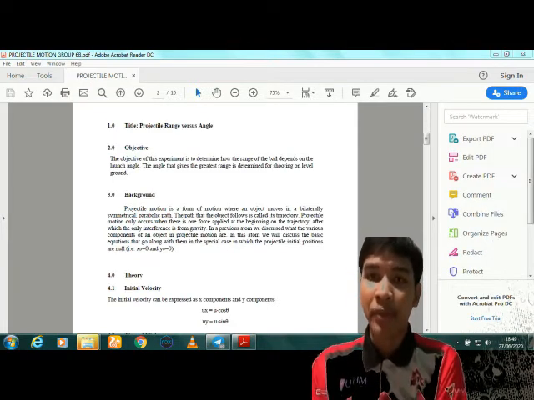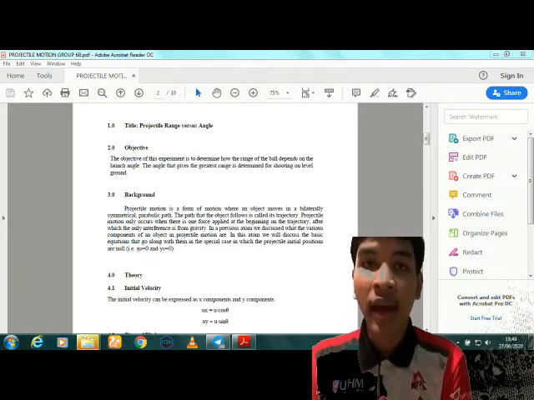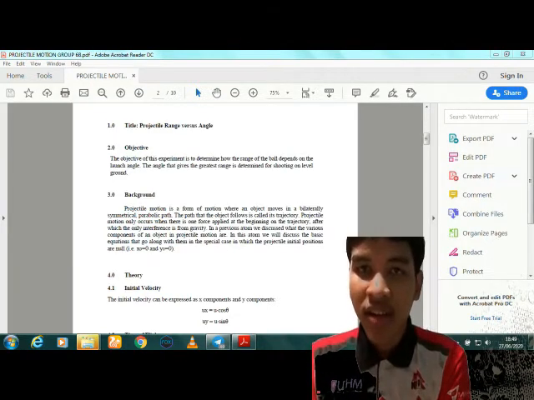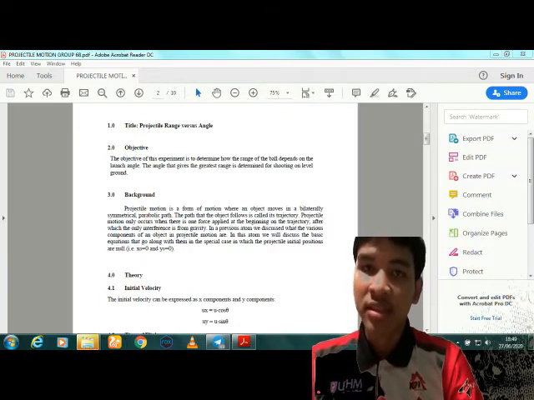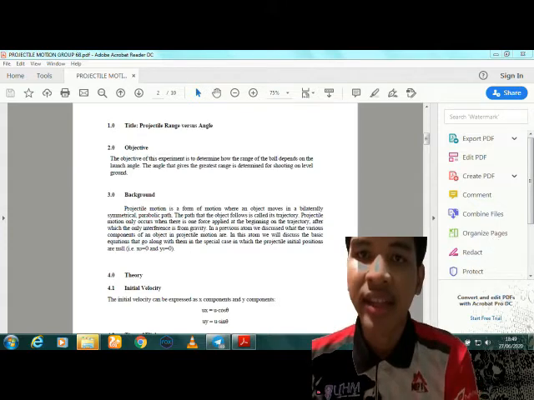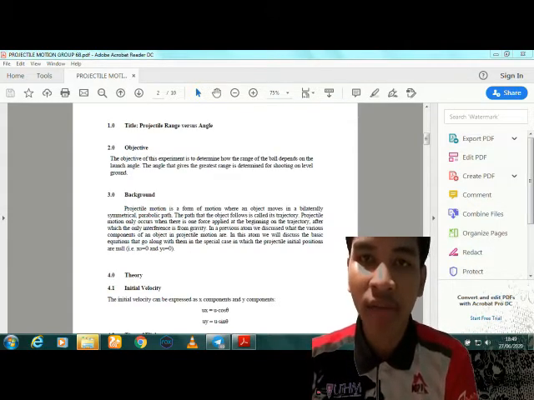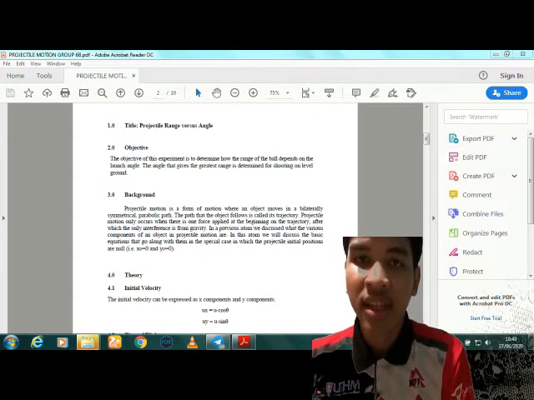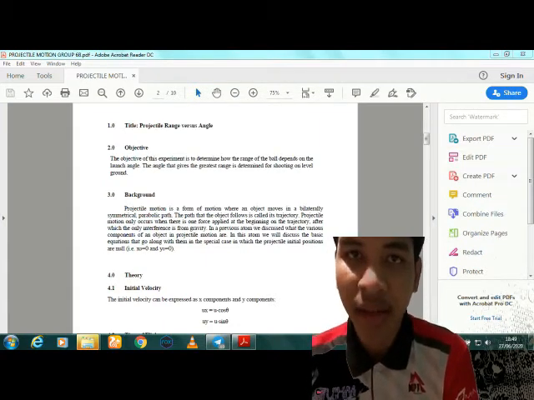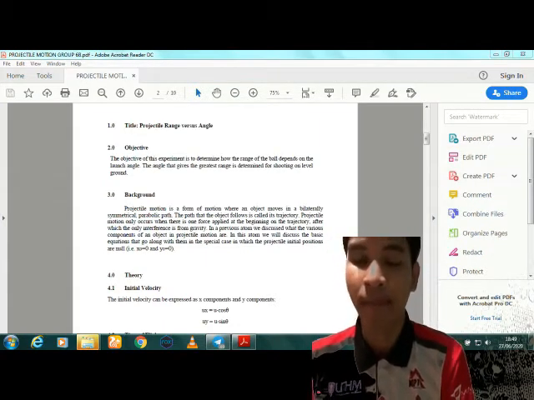My name is Hakimi bin Mohammed. I'm from Group 6B. Our title is Projectile Range versus Angle. The objectives of the experiment are to determine how the range of the ball depends on the launch angle. The angle that gives the greatest range is determined for shooting on level ground.